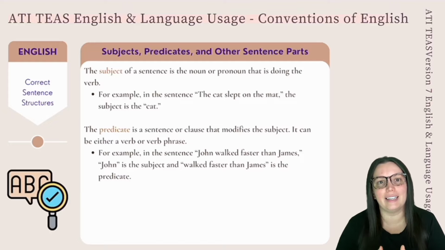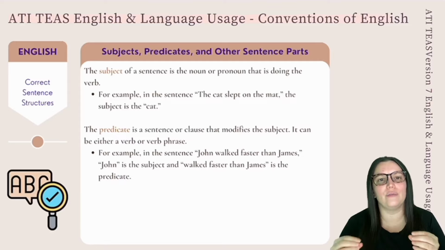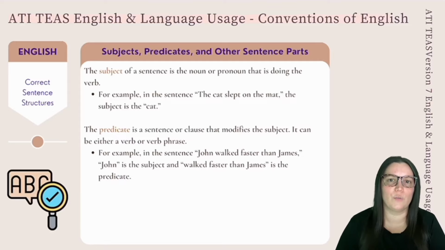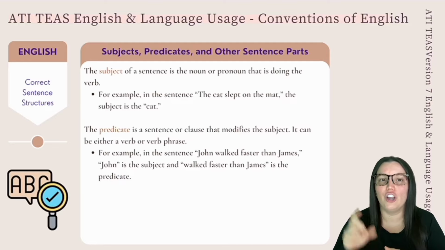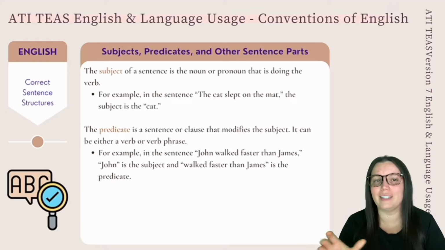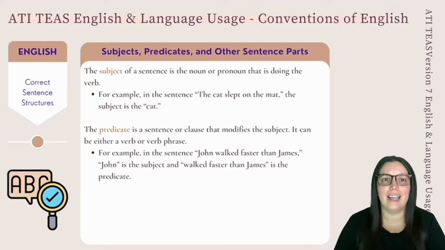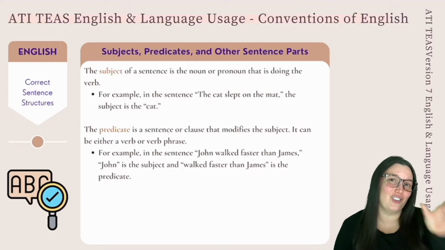The predicate in a sentence or clause is what modifies that subject. It can be either a verb or a verb phrase. So for example, in the sentence, "John walked faster than James," John is the subject and "walked faster than James" is the predicate, right? It is the part of the sentence or clause that is modifying the subject, John.